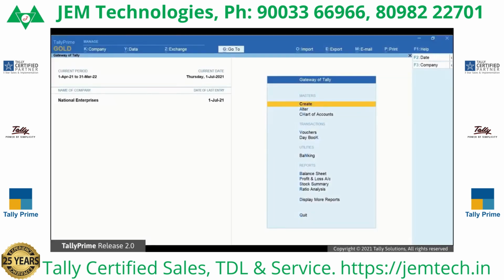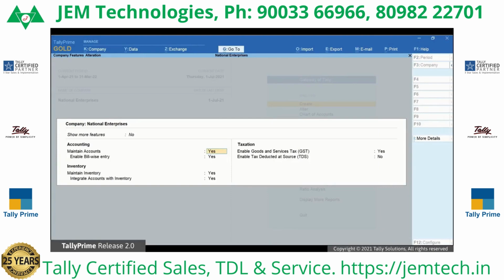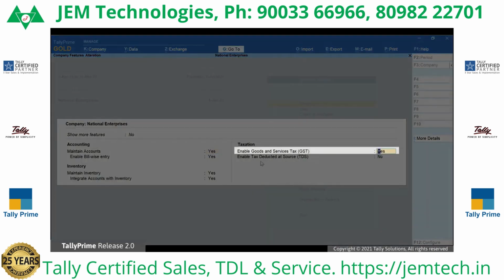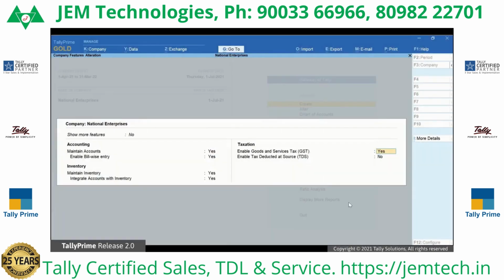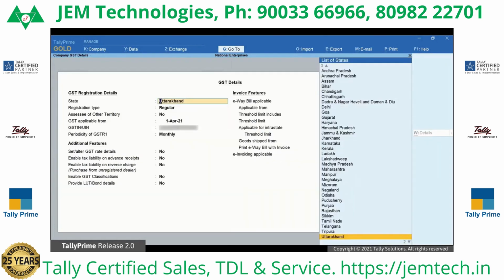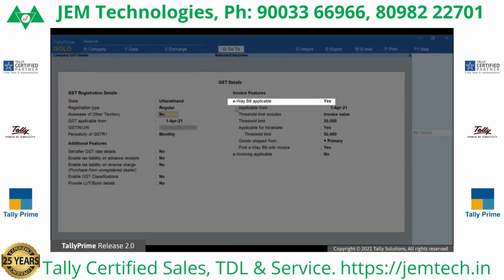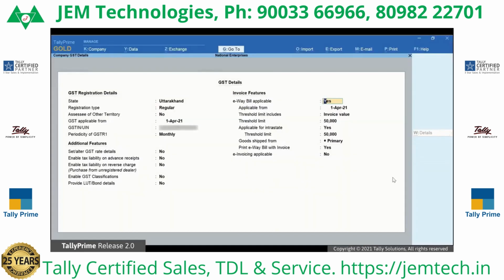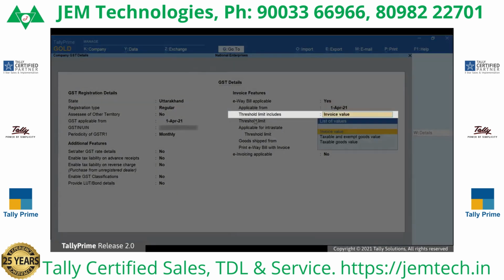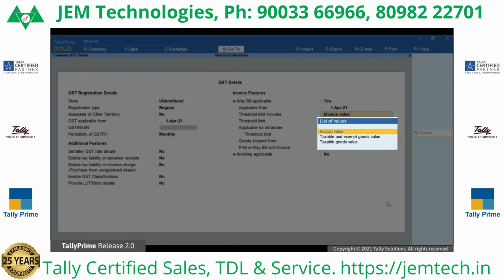In Tally Prime, press F11, go to Enable Goods and Services Tax GST and press Enter. The GST details screen appears. Ensure that e-way bill applicable is set to yes. Other details will be pre-filled. Under threshold limit includes, you can select from the list of values as applicable.